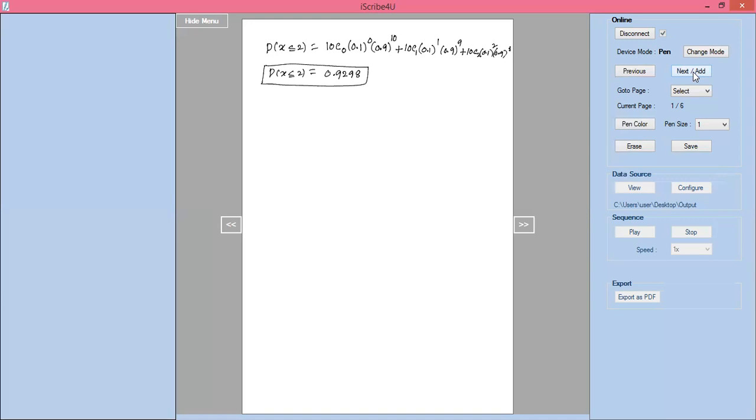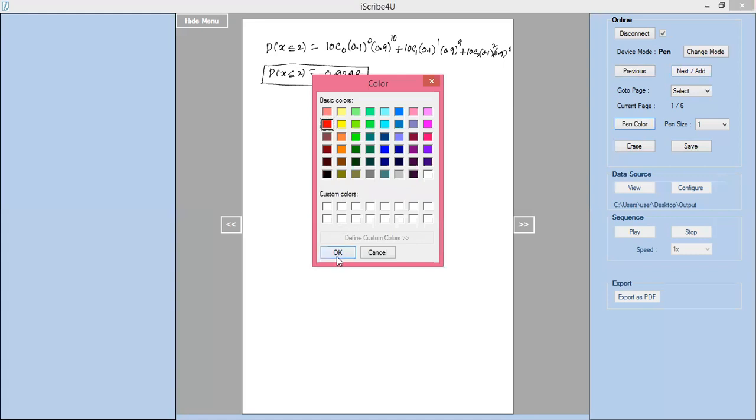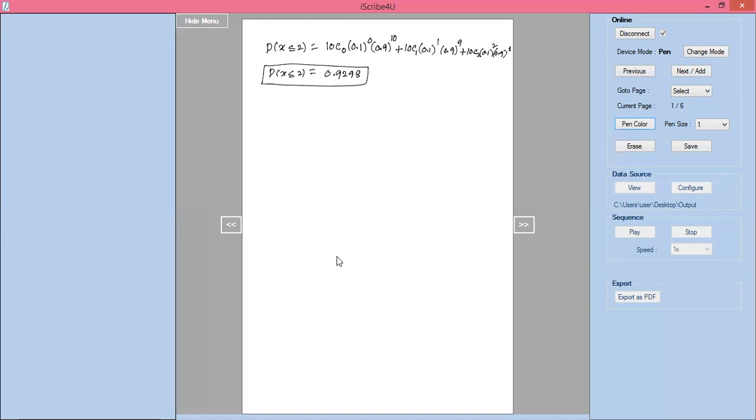Next problem, we can take the next problem, somewhat different from the previous problems. Here, previously we were using nCx p power x into q power n minus x. In this problem, from the mean we have to find the results. In a sampling, the next question is different and very important also.